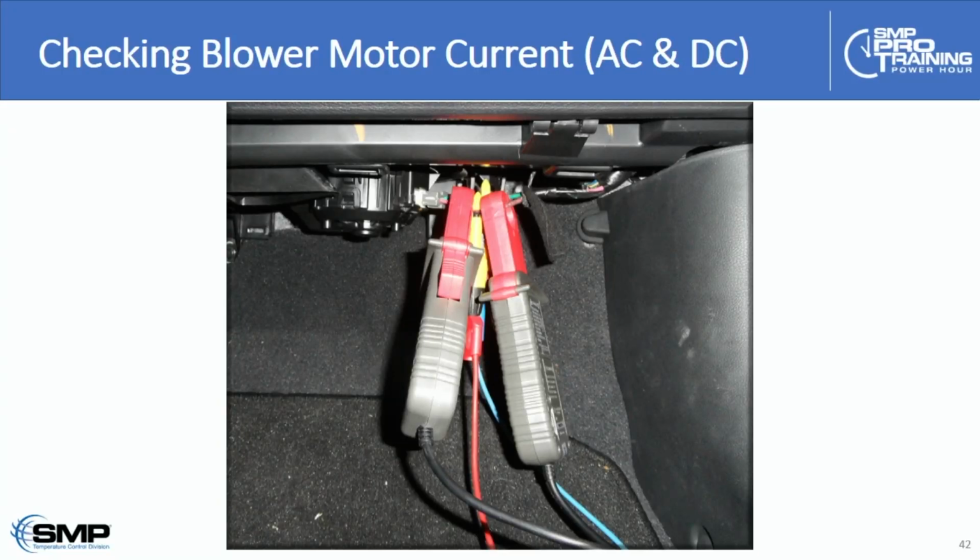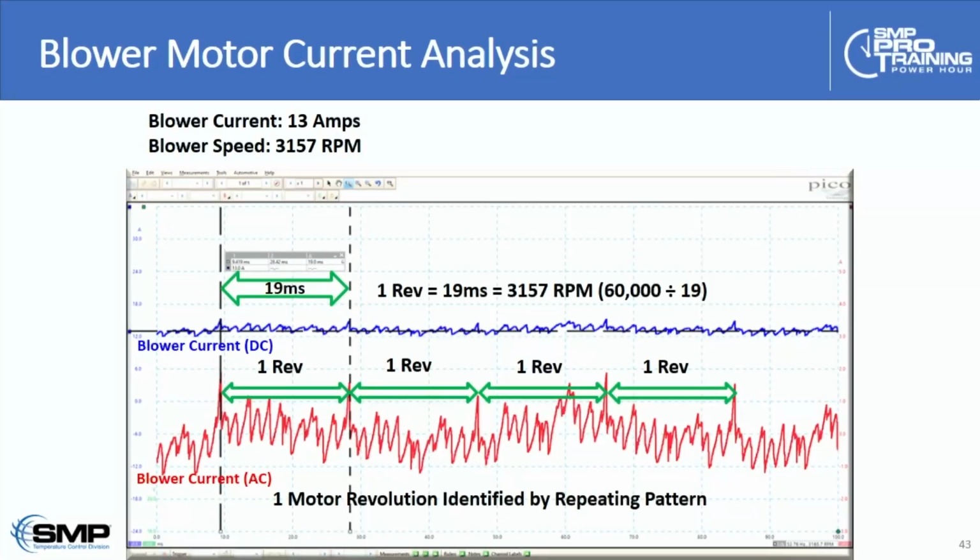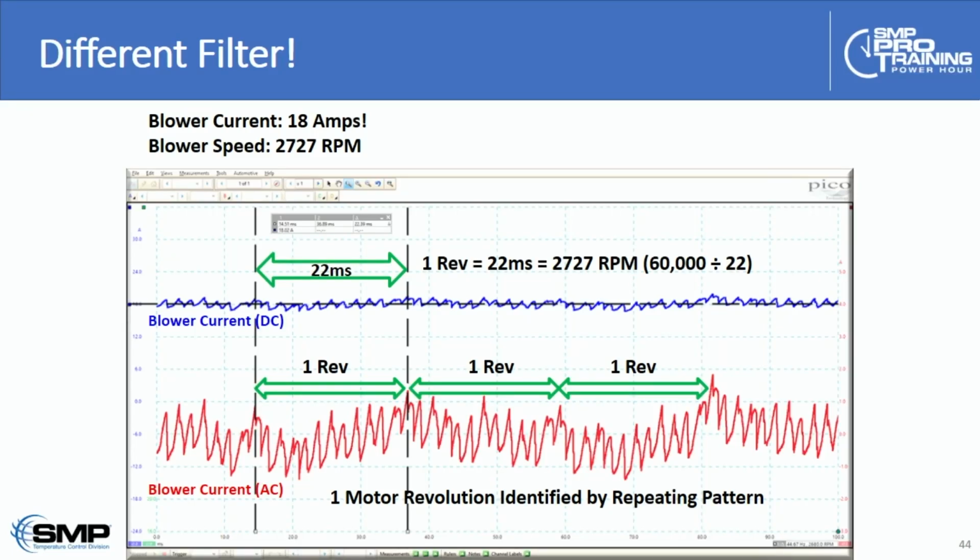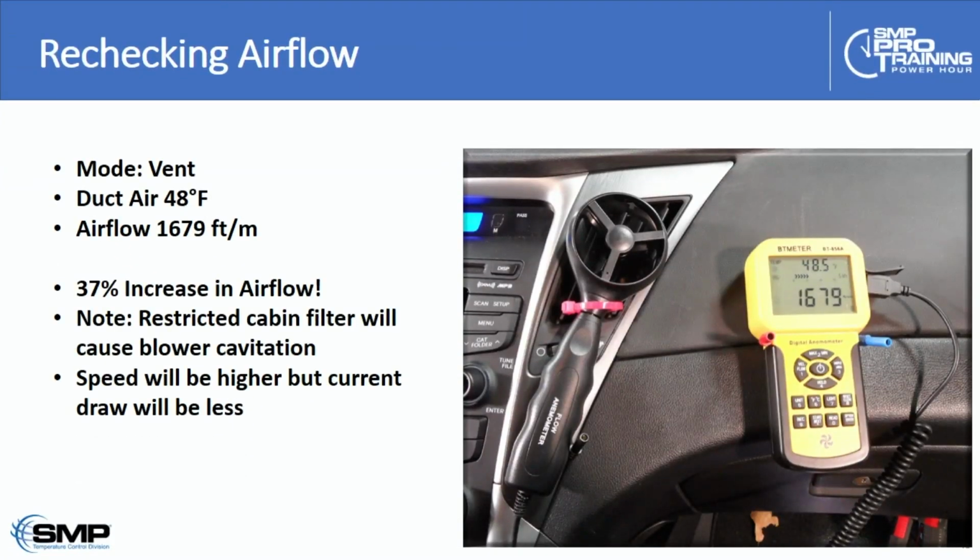Like we did with our dual channel probes previously, he sets up his current probes to check AC current and DC current on a scope. From that, like we discussed previously, he can measure blower motor RPM. With a different filter, he finds that the blower motor is turning significantly faster than it did before. Where it was 1,000 feet per minute before, now it's up to about 1,600 feet per minute.